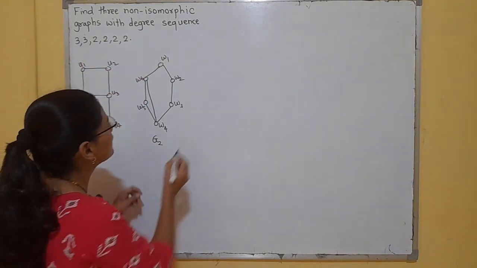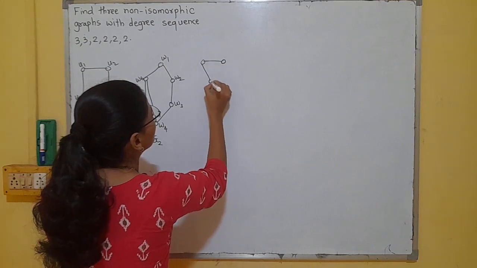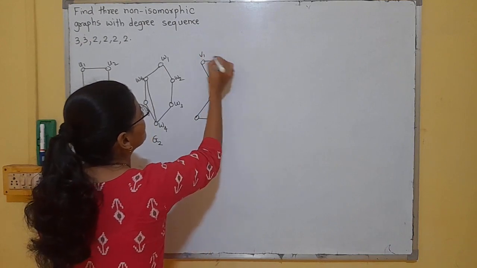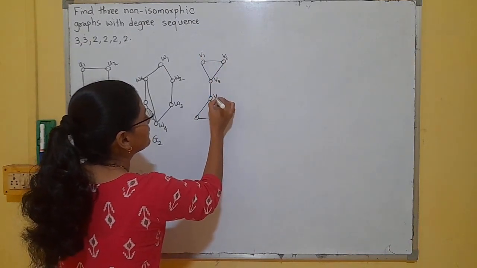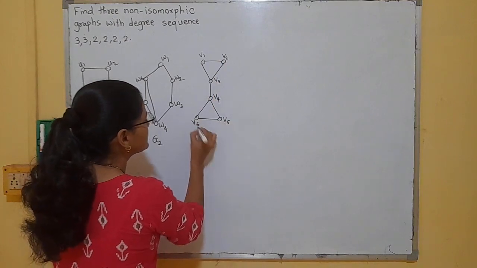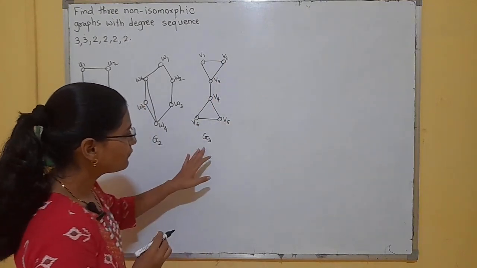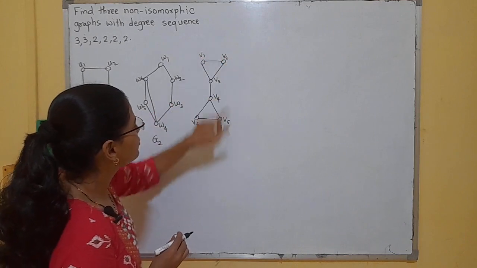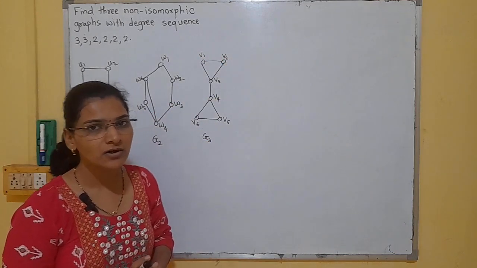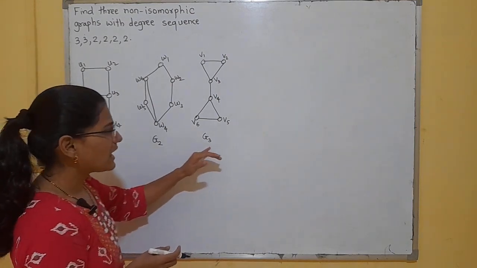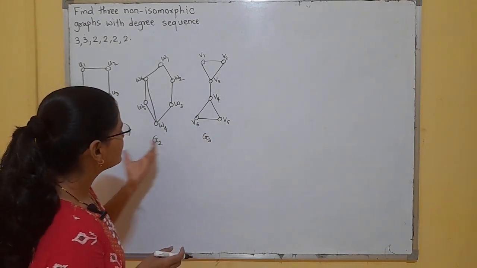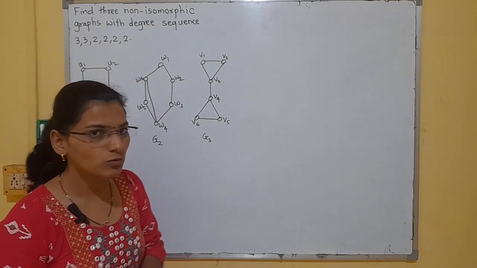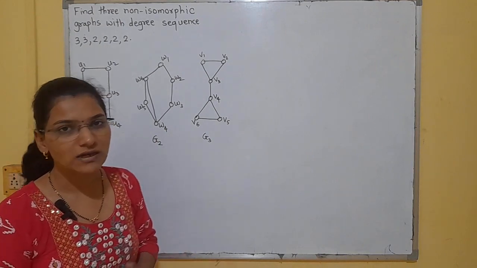Now I am drawing the third graph. Third graph is as follows: V1, V2, V3, V4, V5, V6. This graph is G3. This graph has 6 vertices and V3 and V4 are the vertices with degree 3. V1, V2, V5, V6 are the vertices with degree 2. So these three graphs satisfy the condition that they have degree sequence 3, 3, 2, 2, 2, 2.